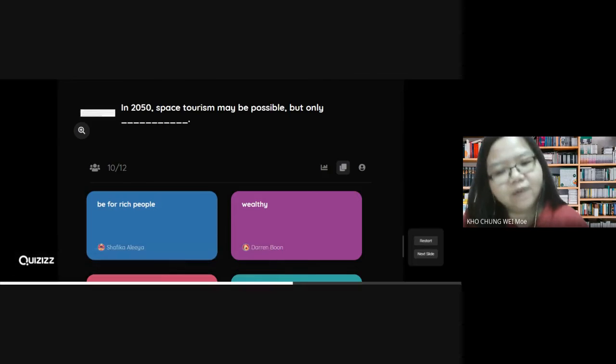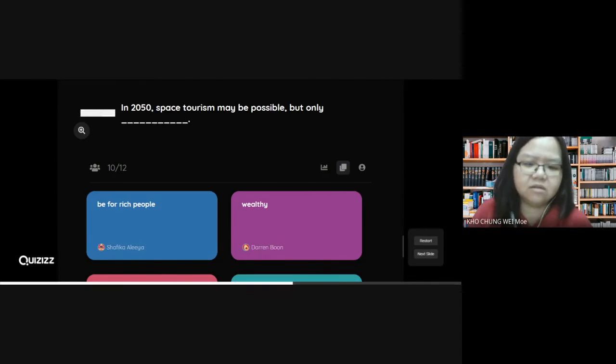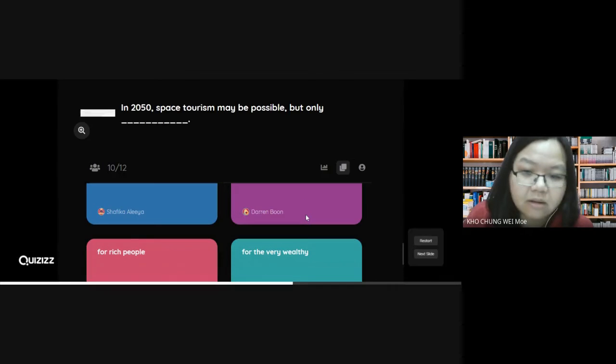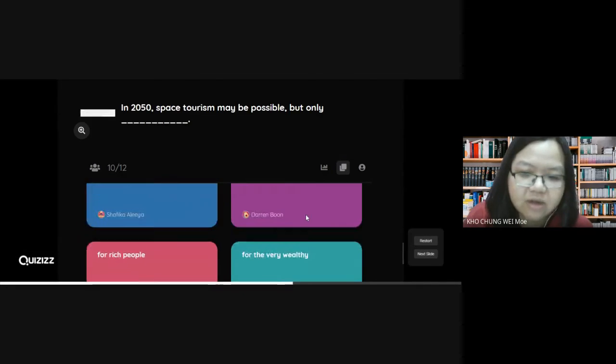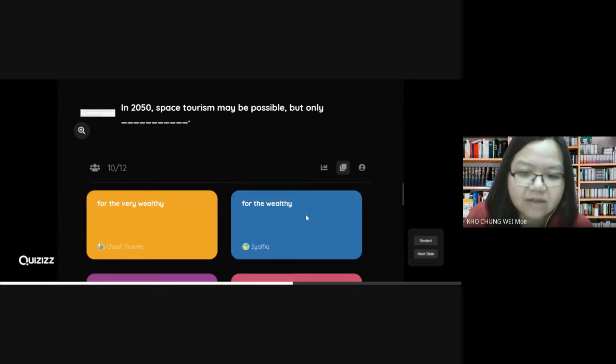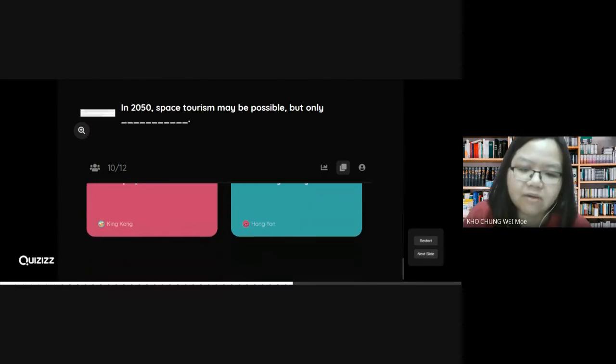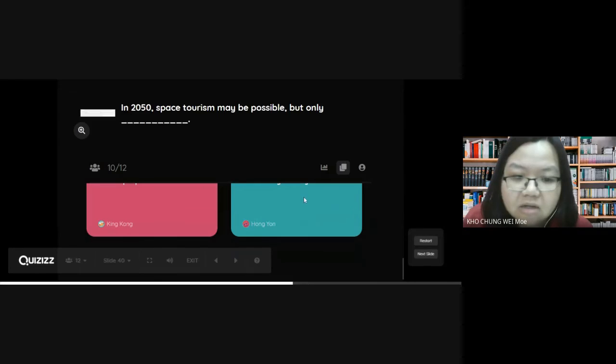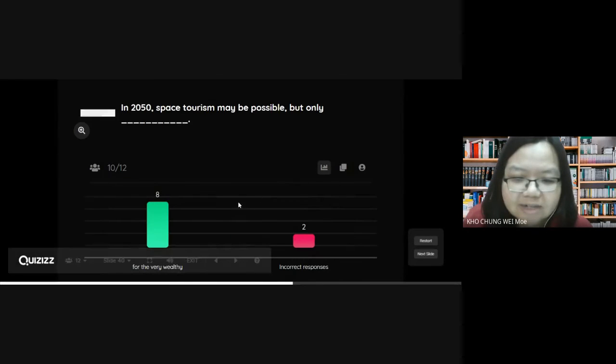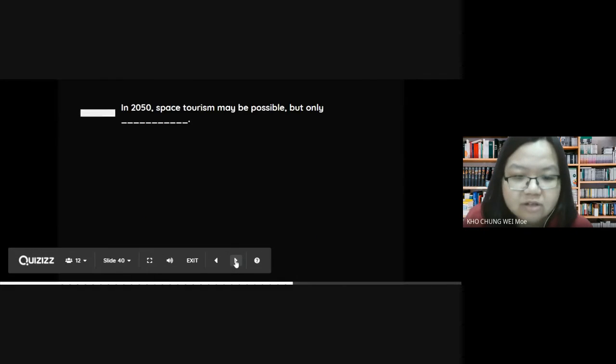Yes, "wealthy" is part of the keyword, but you need the other stuff to fit in the sentence. You cannot say "in 2050 space tourism may be possible, but only wealthy". How can space tourism be wealthy? It doesn't make sense, okay? But only for rich people, for the very wealthy, okay. So that's correct. There are a few alternatives. You can say for the very wealthy, for the wealthy, for rich people, for wealthy people. That's fine. But the standard answer is for the very wealthy because it's directly from the text. So let's move on to the next question.